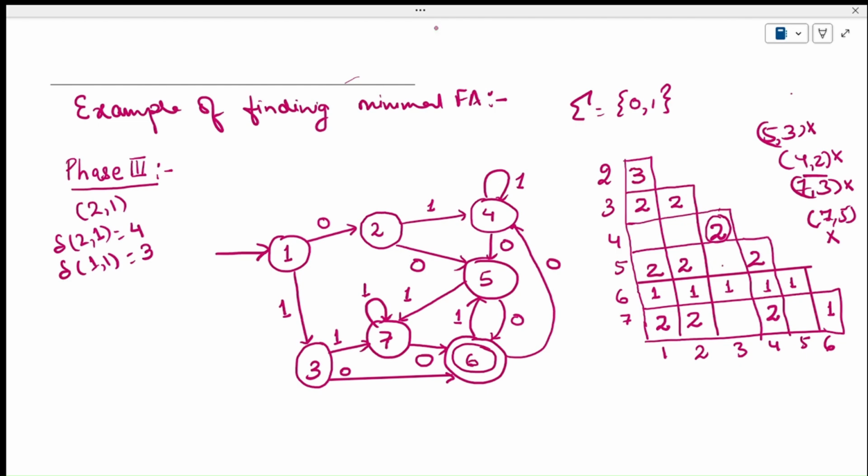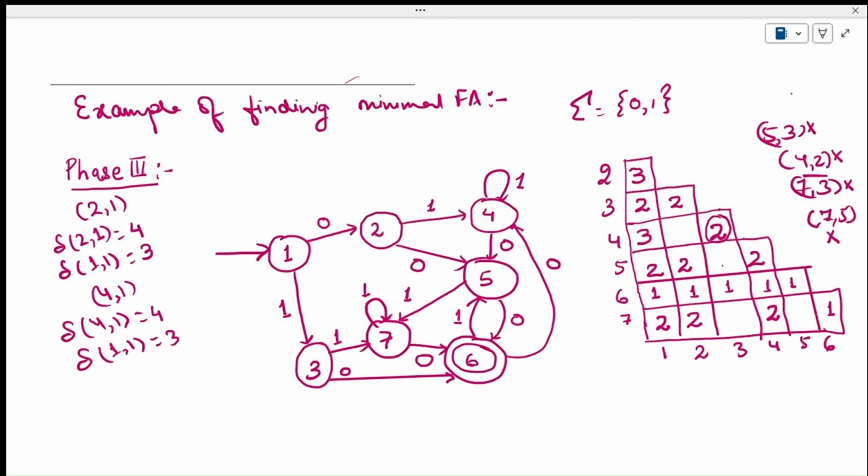Now we'll check for the unmarked cell 4, 1. 4 on reading 1 and 1 on reading 1. 1 on reading 1 is going to state 3 and 4 on reading 1 is going to state 4. See the transition, 4 on reading 1 is going to state 4. So 4, 3 is already marked. Therefore I'll mark this cell 4, 1.